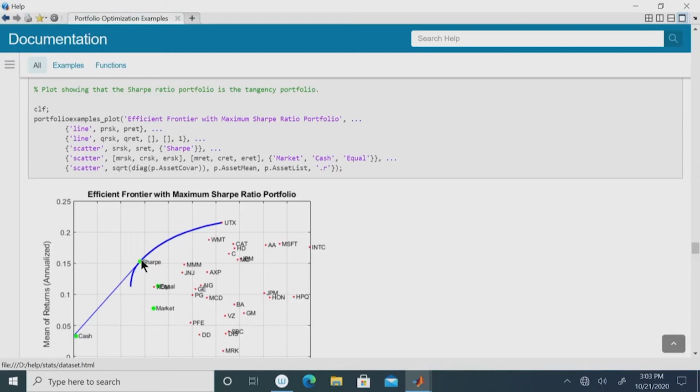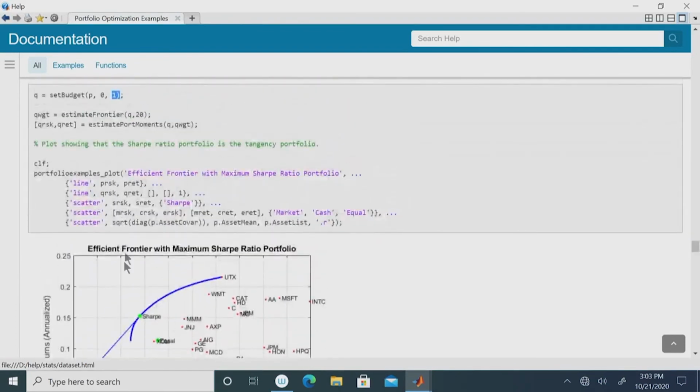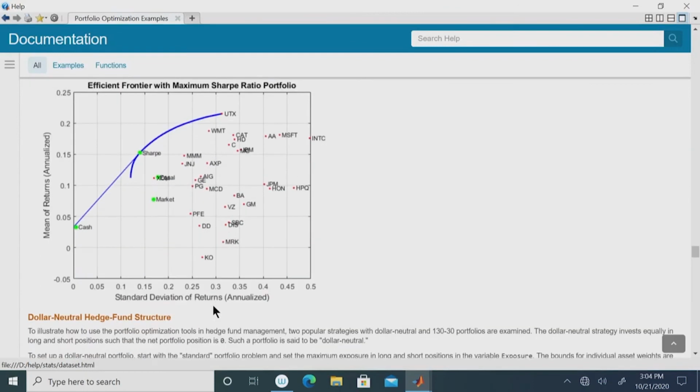And of course, here the PRSK and QRSK. So, PRSK will generate the efficient frontier curve here, and QRSK will generate the tangent line. So, you observe very carefully that this tangent line touches the efficient frontier at this point, and as you can see visually this is the same as the point which is the maximum Sharpe ratio. Okay, so, let us now come to the last topic.